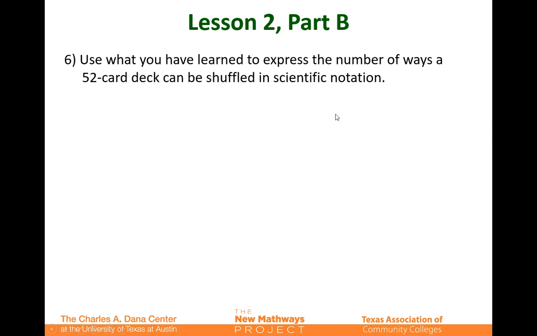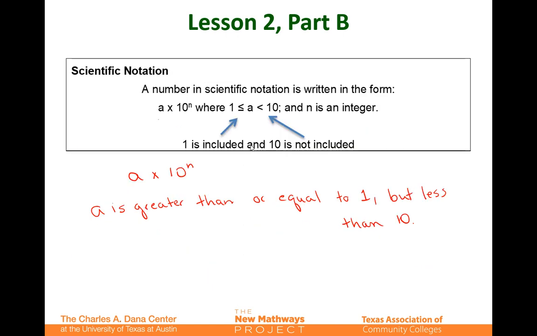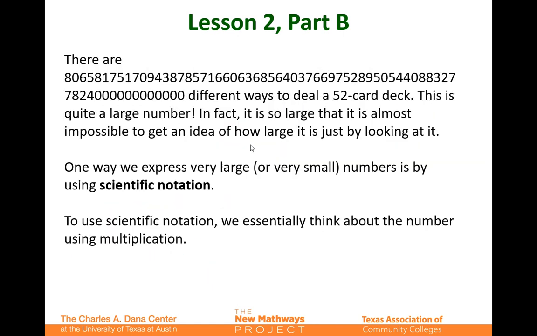Okay, use what you've learned to express the number of ways a 52-card deck can be shuffled in scientific notation. So let's go back and look at that number for that 52-card deck. There it is. We know the first part of the number has to be 8. We need a number that's less than 10. Usually we put a couple of decimals. So if we're going to keep 2 decimal places, that 5 is what we look at. That's going to round up to 7. So our number is going to start off 8.07 times 10. And now we simply see how many times we'd have to multiply by 10 to get back.